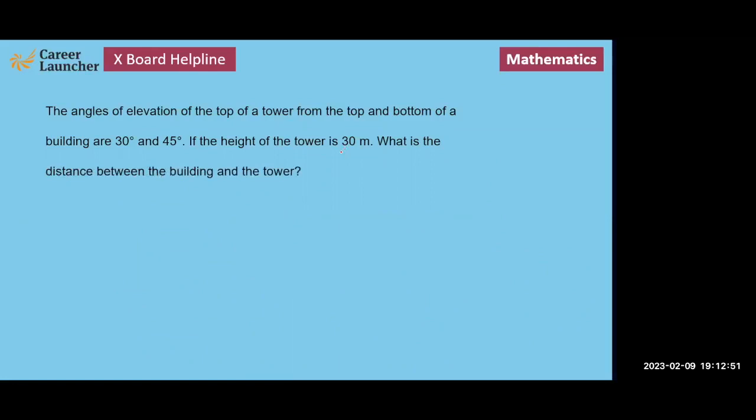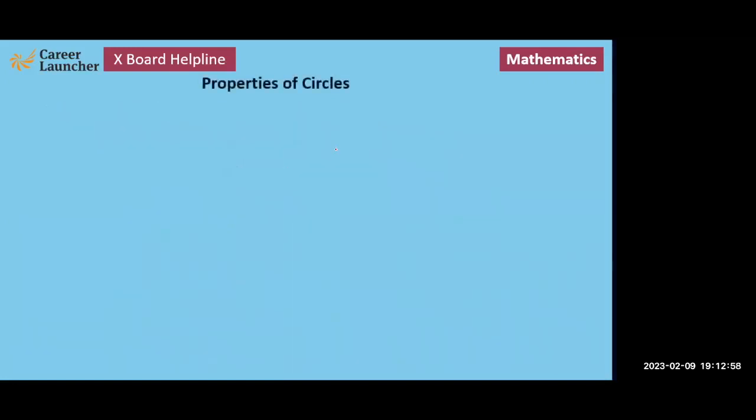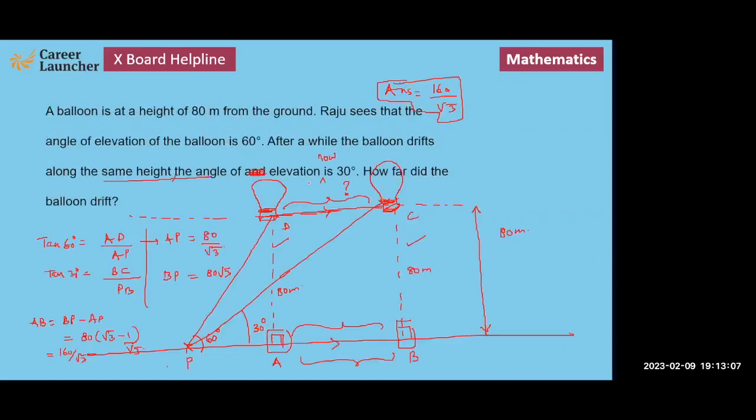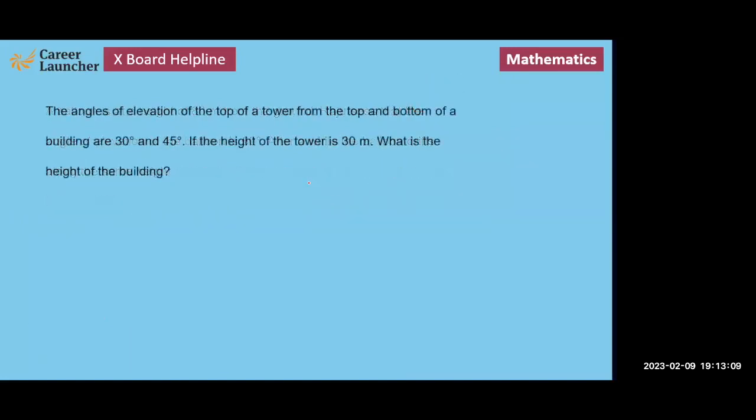The angles of elevation of the top of a tower from the top and bottom are 30. If the height of the tower is given, what is the distance between the building and the tower? So in this previous question, we can find out the value of x. X is the same as in the previous question. The value of x must be the value that he is asking for. So I'll skip this.